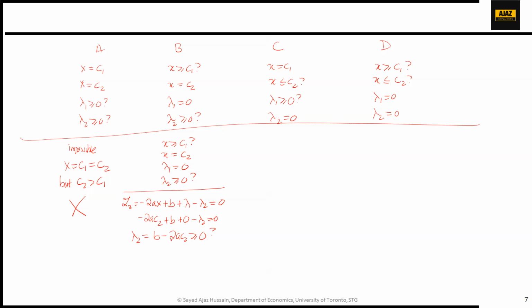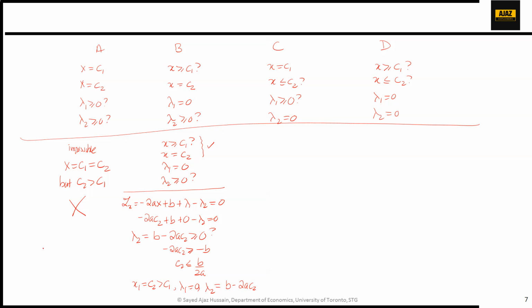If you turn it around, you'll see that this will be true when, well, I'll do it for you just to make sure we don't make any mistakes. And then this, of course, says c2 must be less than b over 2a. So therefore, when c2 is less than b over 2a, x1 will be equal to c2, which, by the way, is bigger than c1, so that condition is met right there. Lambda 1 will be 0, and lambda 2 will be equal to b minus 2ac2.